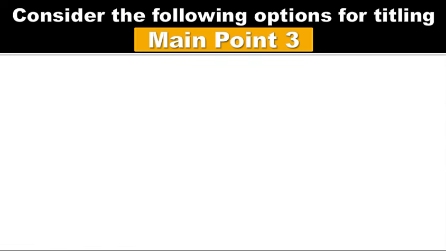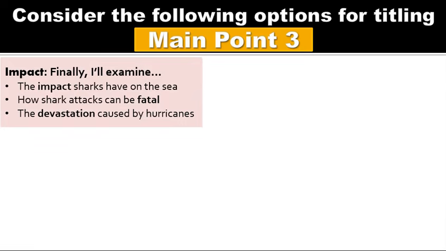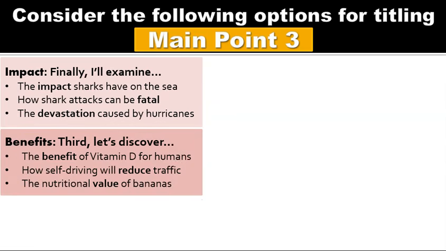Consider the following options for titling main point 3. Impact. Finally, I'll examine the impact sharks have on the sea, how shark attacks can be fatal, the devastation caused by hurricanes. Benefits. Third, let's discover the benefit of vitamin D for humans, how self-driving cars will reduce traffic, the nutritional value of bananas.